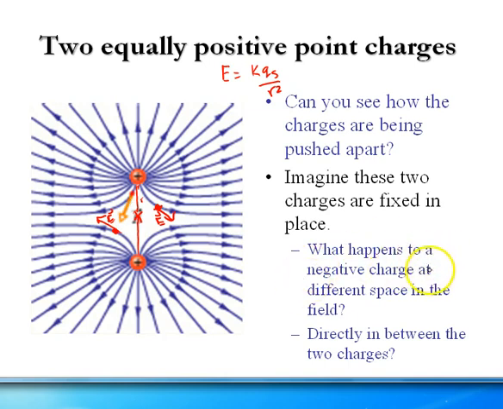This asks what happens to a negative charge at a different space in the field. If we have a positive charge, the positive charge is going to be forced in the same direction as the electric field line. A negative charge is going to be forced in the opposite direction, 180 degrees of the electric field line.